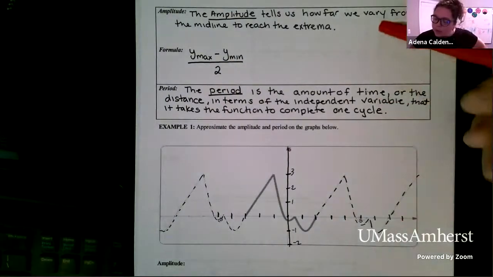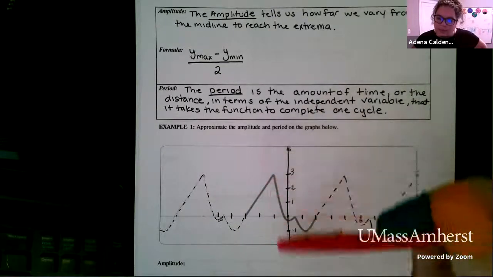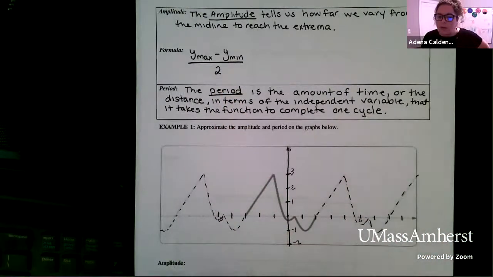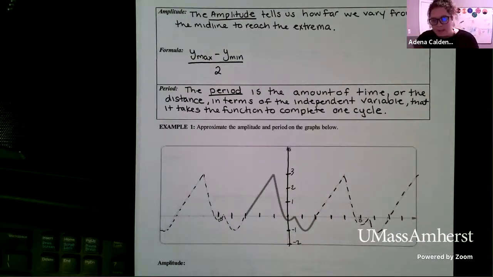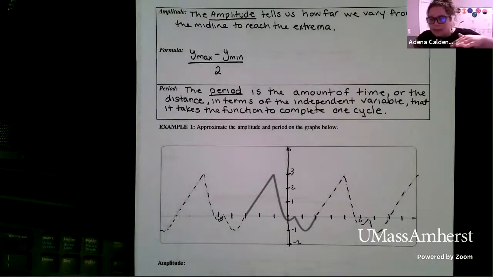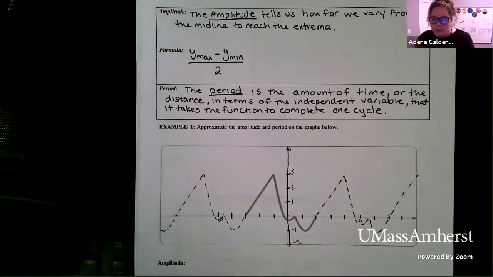Notice that the amplitude has to do with the up and down of the function, the max and the min of whatever we're looking at. The period is going to look at the horizontal values. The period is the amount of time or distance, in terms of the independent variable, along the horizontal axis that it takes the function to complete one cycle. What that means is, how long does it take the function before it begins to repeat? Does it take 4 units? Does it take 6 units? How long until we start to repeat?